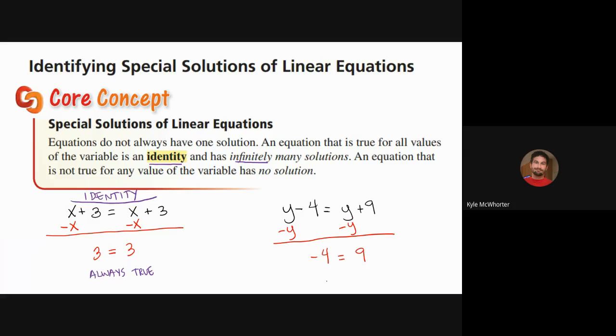Right? So we end up with something that is never true, or something that's just straight up false, right? So in this situation, if you're going through and solving for a variable and all your variables cancel out and you end up with an equation that's false, that means there's no solution. There's no number we could pick for y that would make this work.